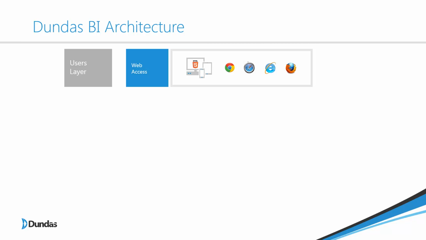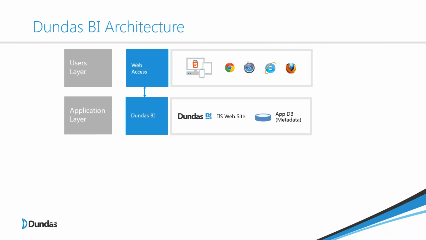It is all done directly in your browser on any device, whether it is a desktop, laptop, tablet, or even a smartphone. Even the administrator can use the touch-friendly user interface to control the solution directly from his tablet. On the application server layer, Dundas BI is using an IIS web server, coupled with an application database to store all the configurations users apply from the browsers. Dundas BI can be deployed on-premise on your own server, or you can deploy it on a third-party hosting provider, such as Amazon or Rackspace.